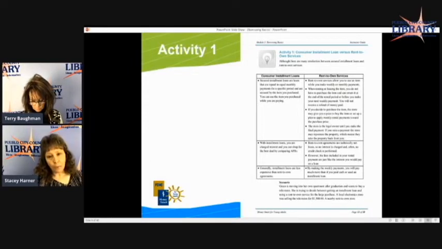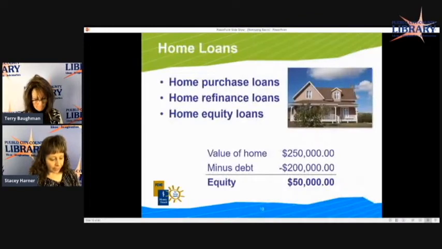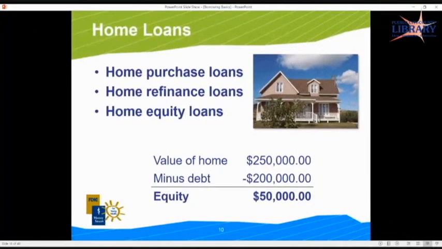All right, let's move into home loans. The third type of loan is a home loan. There are three main types of home loans: a home purchase loan, a home refinance loan, and a home equity loan. All three loans are based on the value of your home.